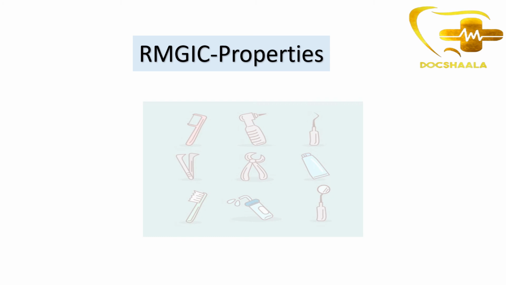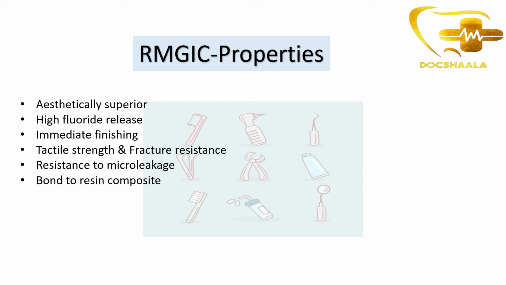And the properties: why is resin modified GIC used? It is aesthetically superior, with high fluoride release, which will help in preventing further caries. Then immediate finishing is possible. Tactile strength and fracture resistance are greater. It has resistance to microleakage, and it bonds to resin composite, so it will bond strongly.